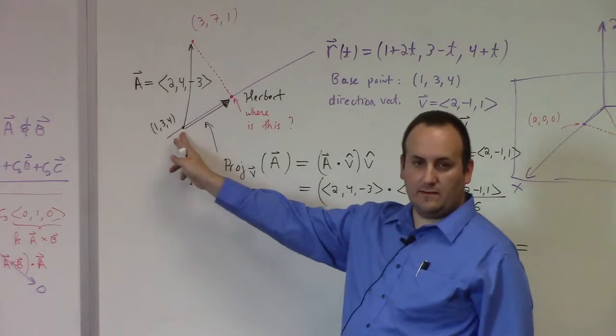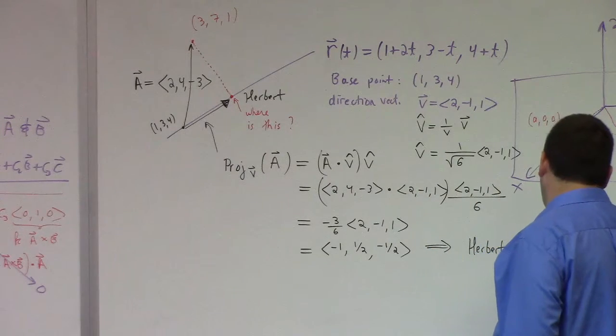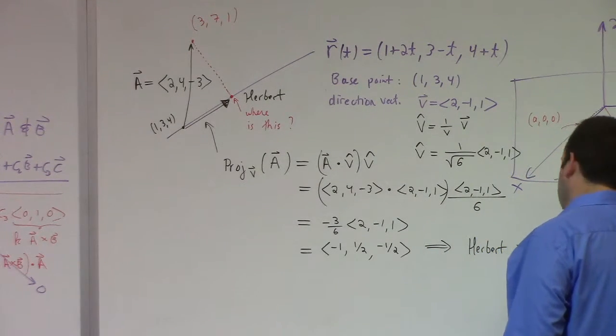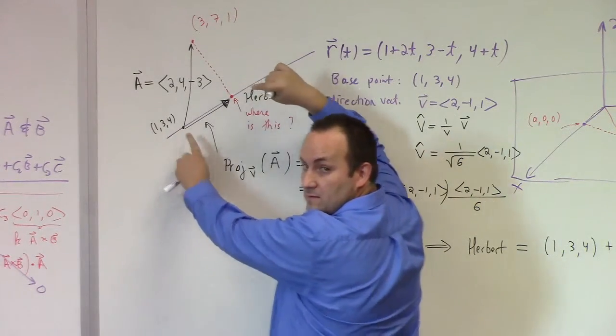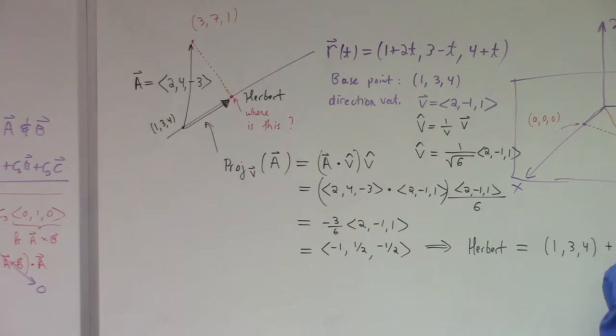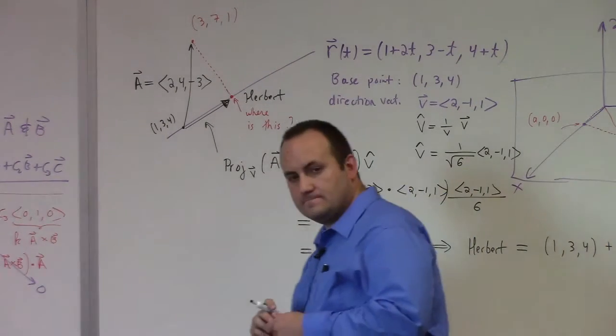We can start here at 1, 3, 4, right? And then we add what? This displacement. That gets me where I want to go. So apparently the closest point is 0, 7 halves. 7 halves? Huh, funny. That doesn't happen every day.